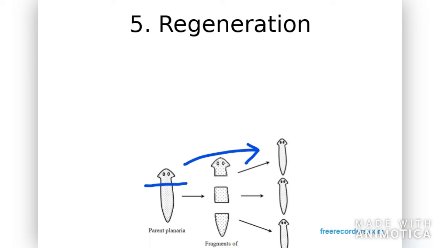In this case, it is carried out by some specialized cells which divide and differentiate to form a complete individual again. These cells multiply, and from this mass of cells, other parts are generated, and this process is known as regeneration. So if you cut planaria from any part, they will be regrown. And why are they regrown? Because they have some specialized tissues or cells which divide and differentiate to form a complete individual again.